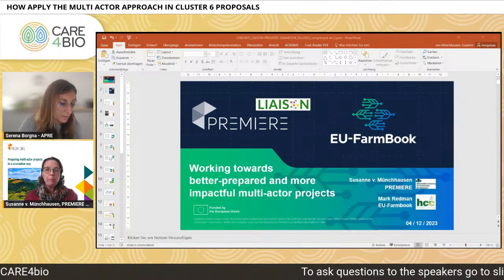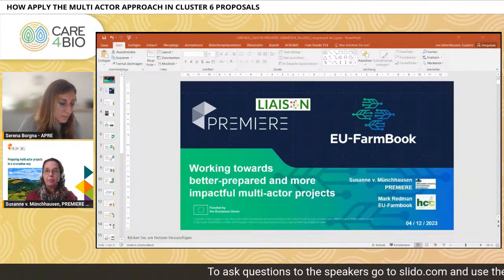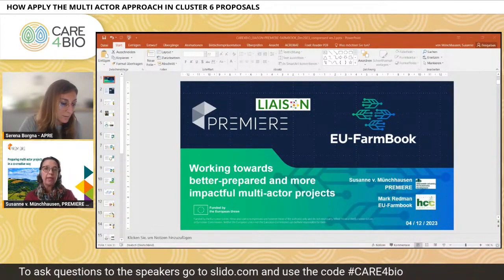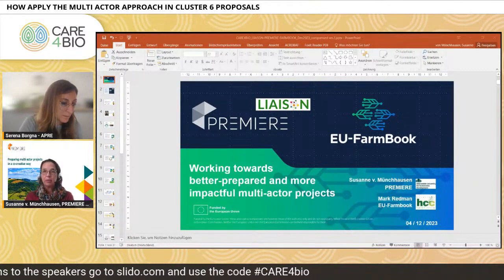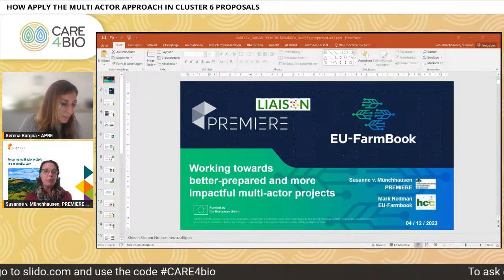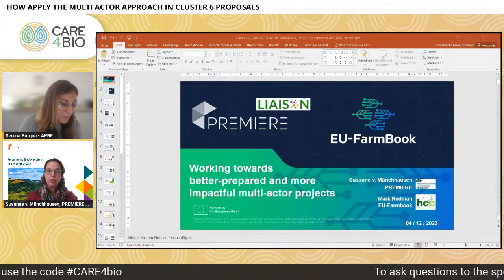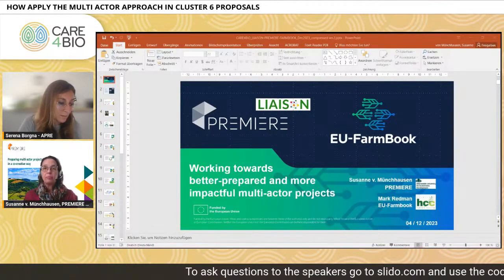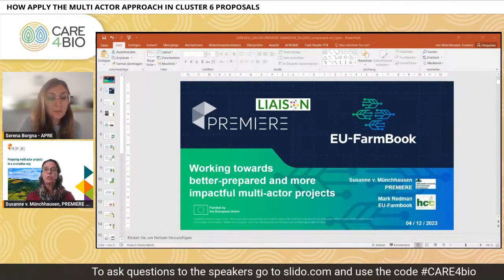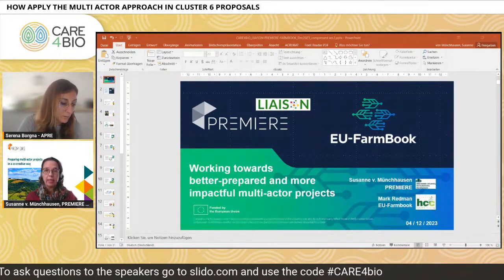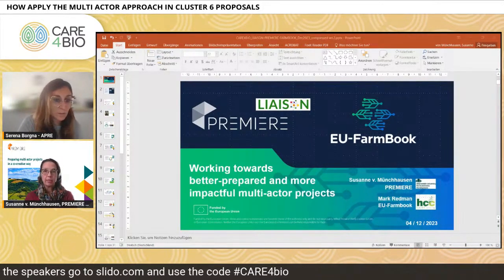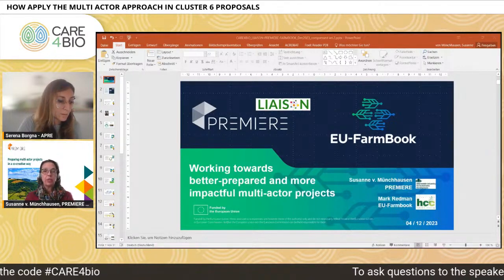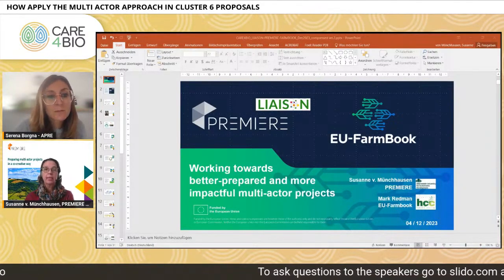So it's about topping and tailing the multi-actor project lifespan. Preparing multi-actor projects in a co-creative way is the title of the Premiere project. And EU Farmbook is about maximizing the impact of the multi-actor approach. And here comes the precedent project, Liaison, which was about optimizing multi-actor partnerships and processes. I start with the highlights of the Premiere project with tips and tricks from the Horizon 2020 project, Liaison.